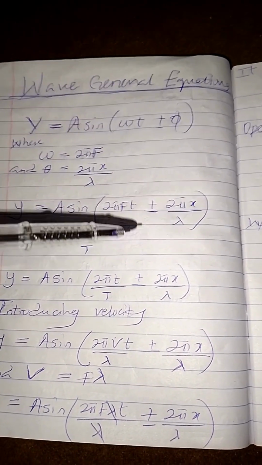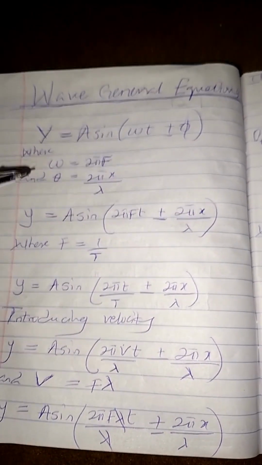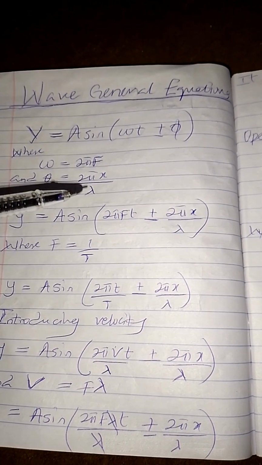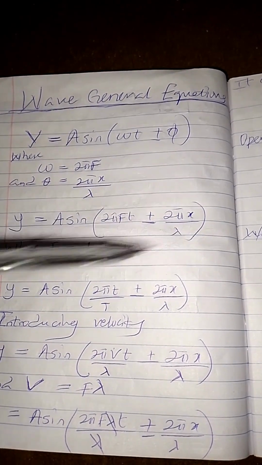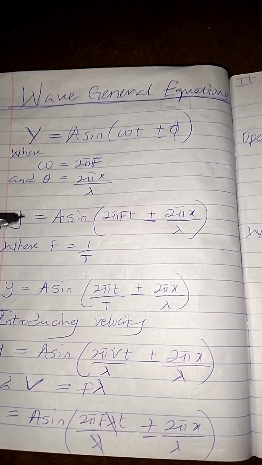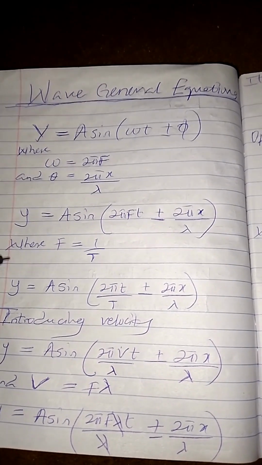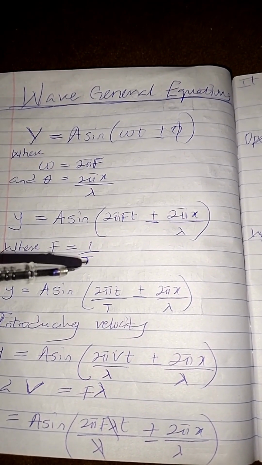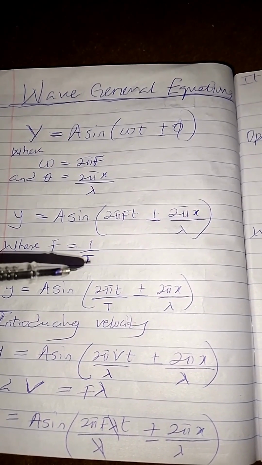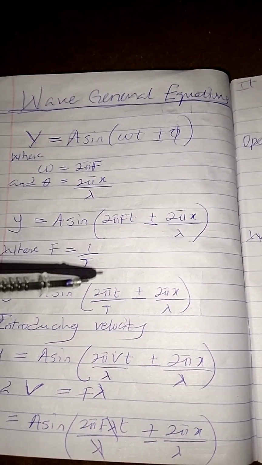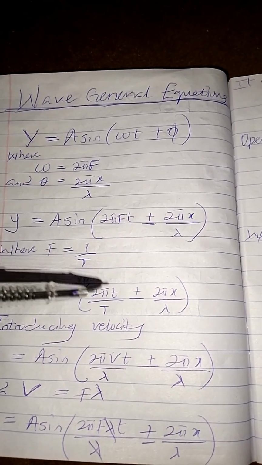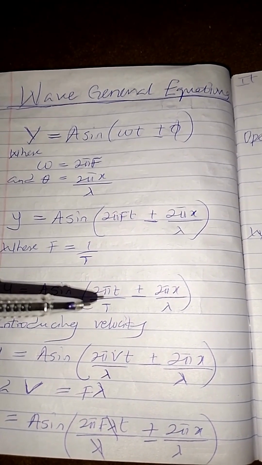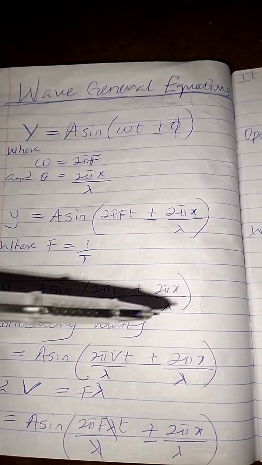Now one other formula, I don't know if I wrote it there. If omega is 2 pi f and theta is 2 pi x over lambda, just replace and you have this. This is another wave equation, very important. Then you have that f is equal to 1 over T, which is normally frequency equals 1 over period. So if frequency equals 1 over period, replace frequency in this place, you get this. And when you get this, this is another wave equation, which is important.